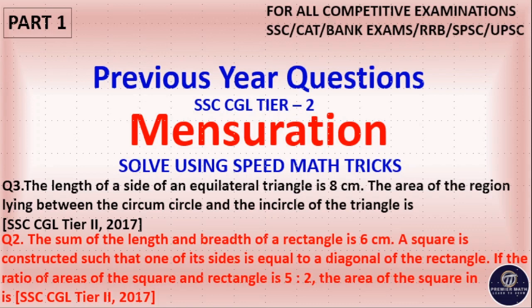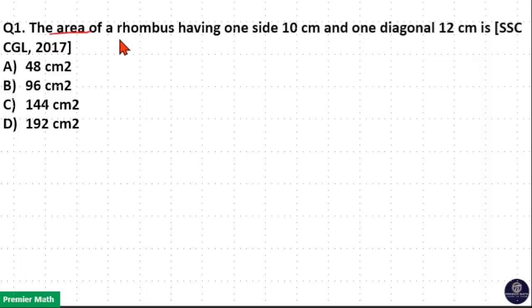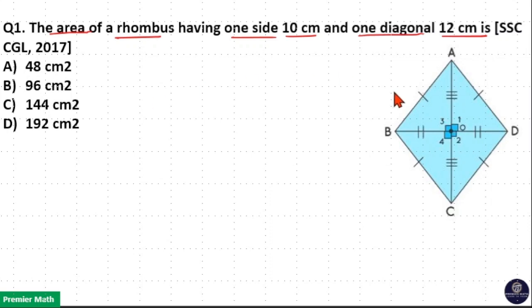Our first question is: the area of a rhombus having one side 10 cm and one diagonal 12 cm is. A rhombus means an equilateral quadrilateral. That is, all four sides of this rhombus are equal. And diagonals of a rhombus bisect each other at 90 degrees.